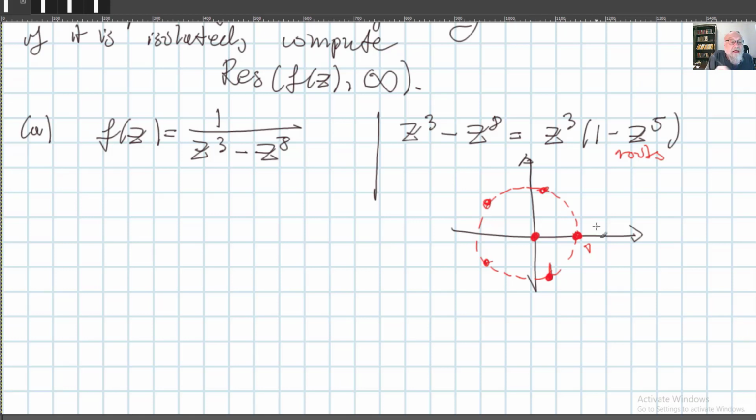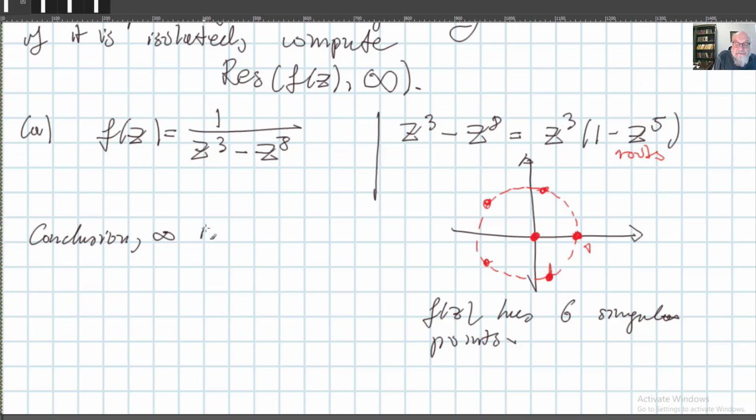So the function f of z has 6 singular points, and they are finite, so definitely they are bounded. They are inside any large circle, so they are bounded. So that means, simply, the conclusion is that infinity is an isolated singular point of f of z. So that's an isolated singular point.